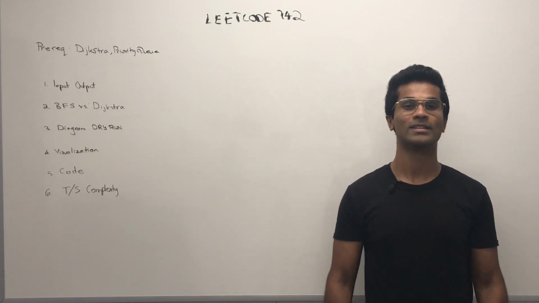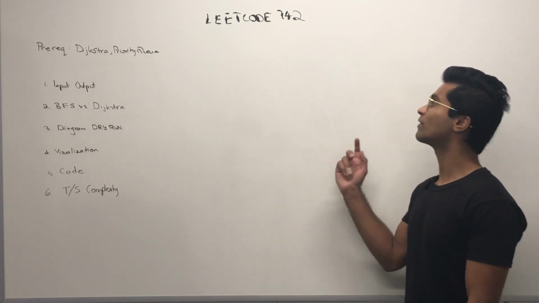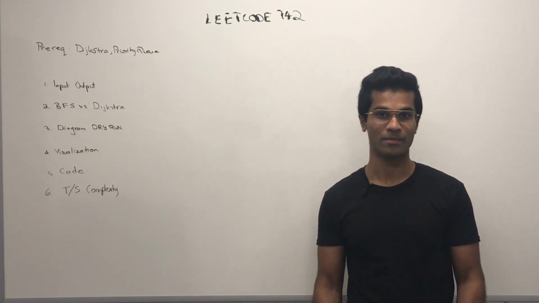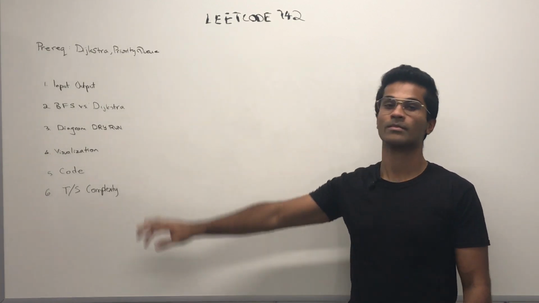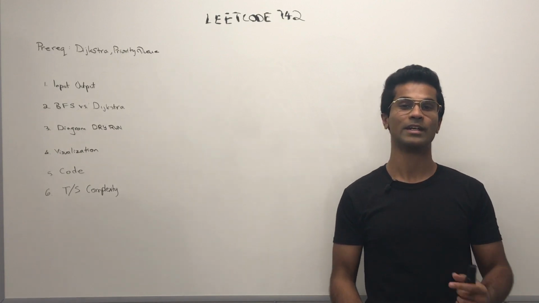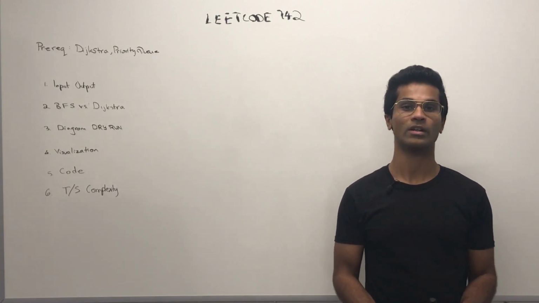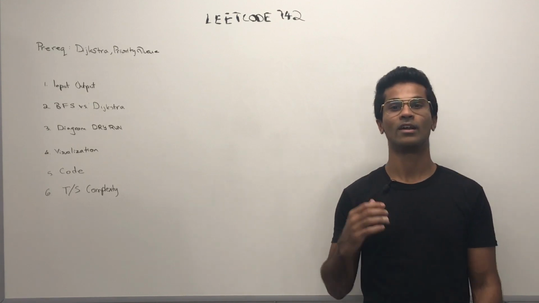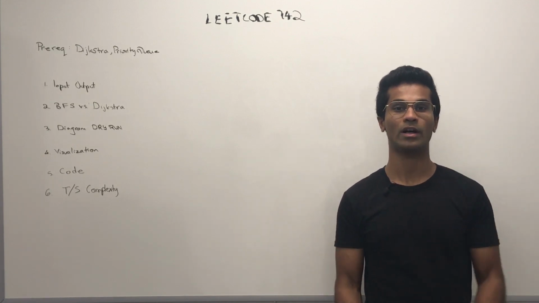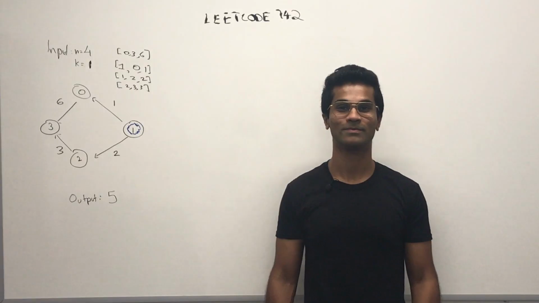What's up everyone? Today we're going to go over Leetcode 742 network delay time. So this is going to be the outline of the video. The prerequisites are Dijkstra's algorithm and knowing what a priority queue is. First we're going to go over what the question is asking, then I'll look at some of the diagrams, and then we'll look at the code and the complexities.